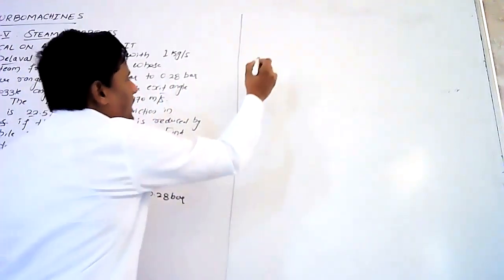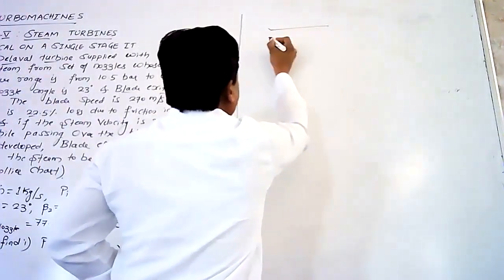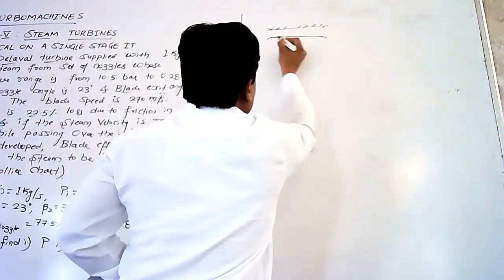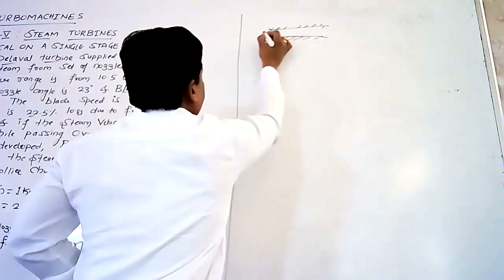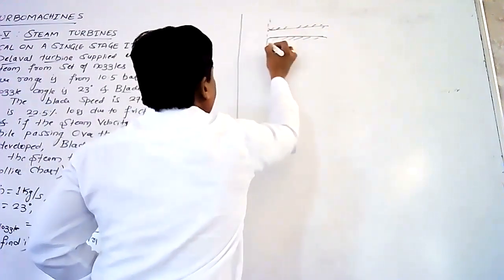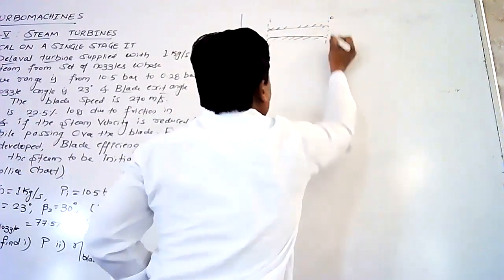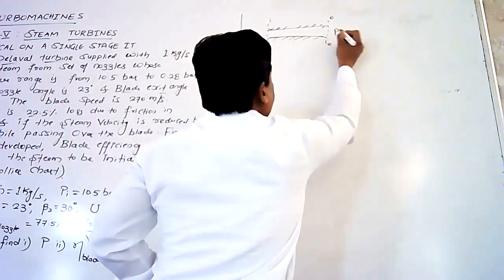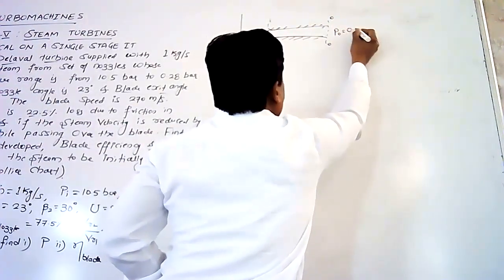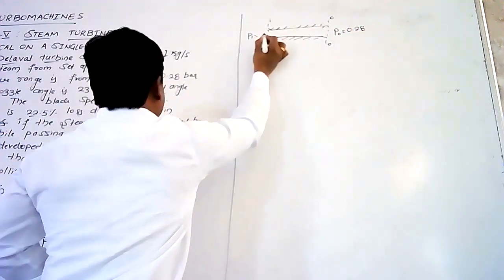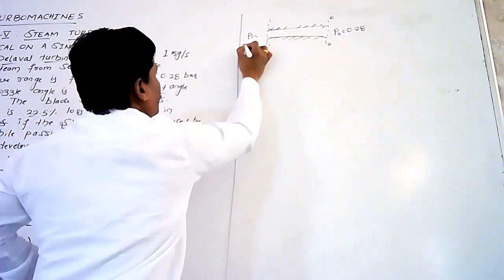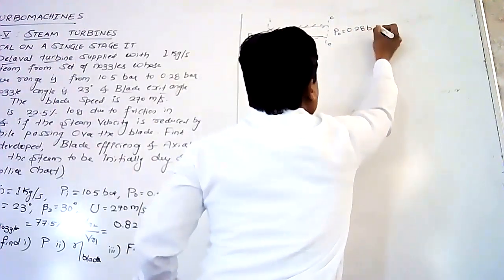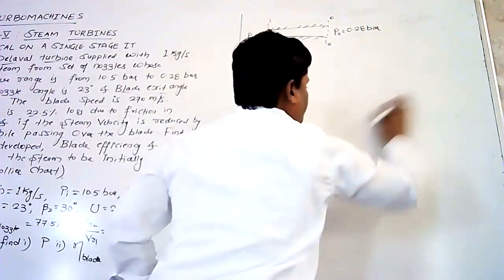Now here he has given the nozzle which is completely insulated. This is a well insulated nozzle. This is the inlet section I and this is the outlet section O. The pressure in the inlet section is Pi, 10.5 bar, and the pressure in the outlet section is P naught, 0.28 bar.